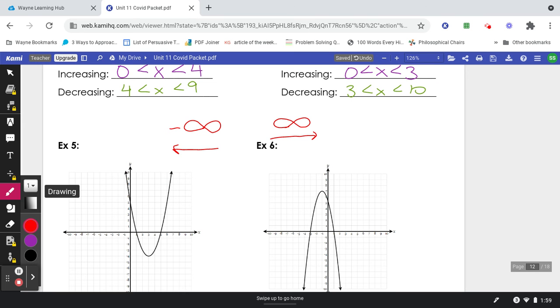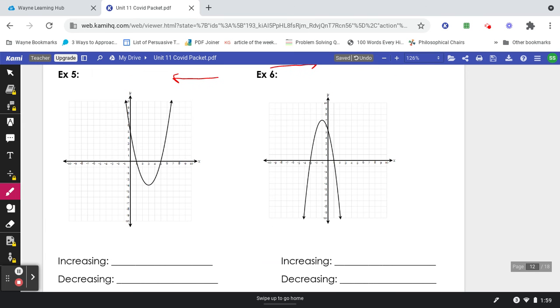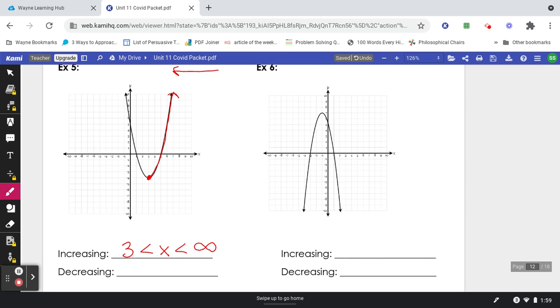Let's try this problem here. Example number 5, where is this increasing? As I look at the graph, it increases from that point all the way till forever because the arrow keeps going. So that would be from 3 less than x less than infinity. Because it has that arrow, it means it keeps going.